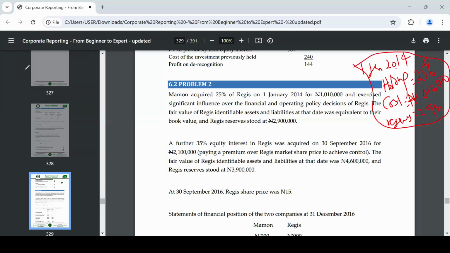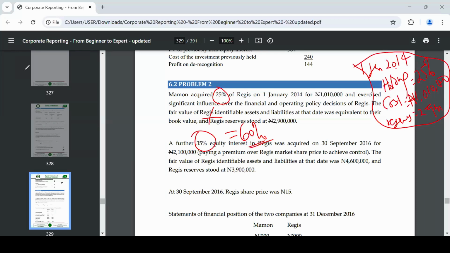Is it true that we achieved control? Absolutely yes. How did I know that? We used to previously have 25%. We have acquired a further 30%, 35% rather. If I add that together, I get 60%. Now, that 60% means we now have an effective controlling interest.